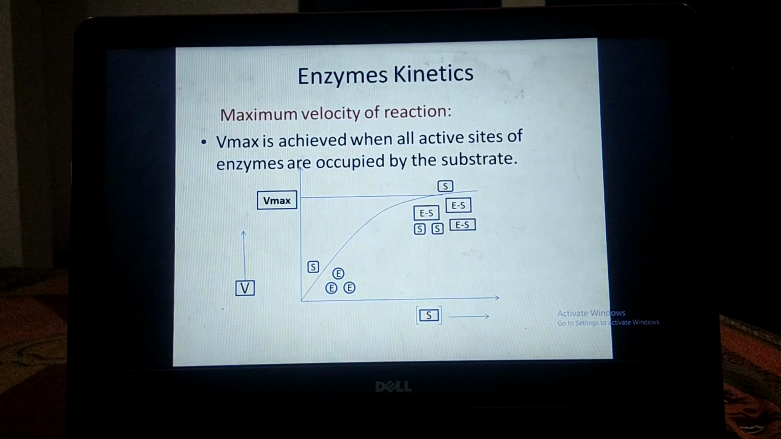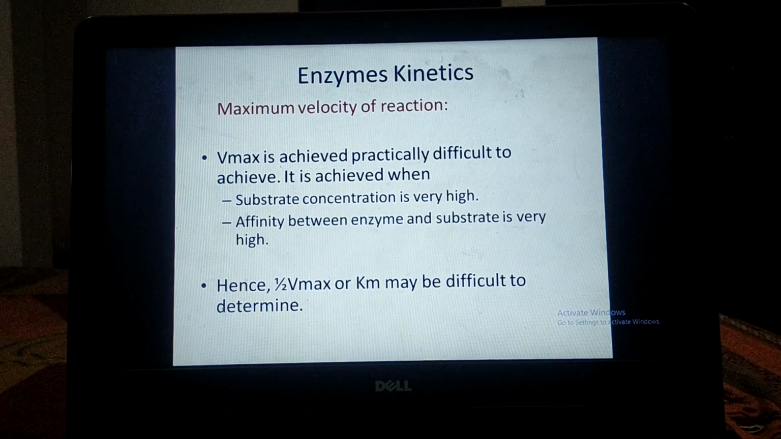This graph we have already studied in the beginning. When no enzyme combines with substrate, velocity is 0, but when all enzyme molecules combine with the substrate, the velocity of the reaction is maximum, which is called Vmax. Now the maximum velocity of the reaction is very difficult to achieve practically for a particular reaction.